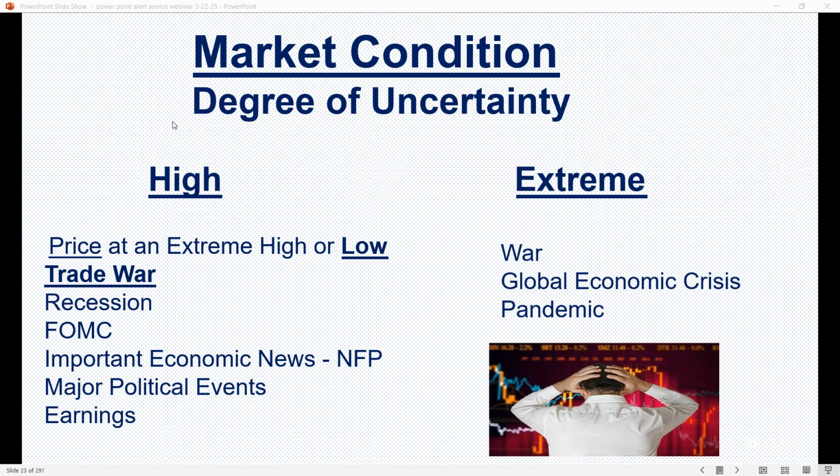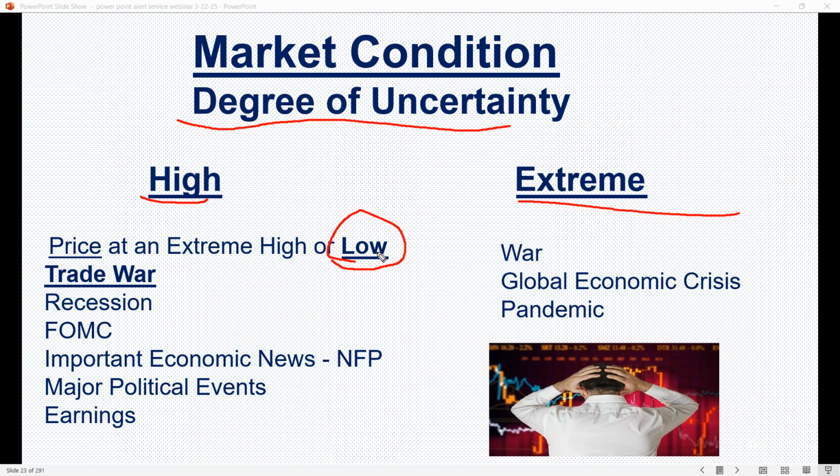Now the next thing you want to do is quantify the degree of uncertainty, to then tell you what kind of option strategies to use or how to trade. So currently, it's going to be high or extreme, right? There's always going to be market uncertainty. You can look at price: are we at extreme highs or extreme lows? Currently, we're pretty much at extreme lows. Obviously we can go lower, but we're at extreme lows and not extreme highs.